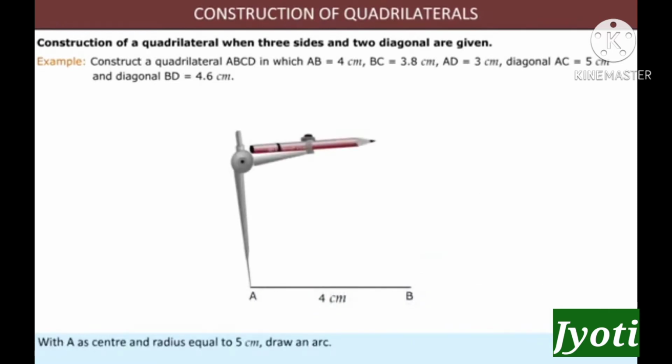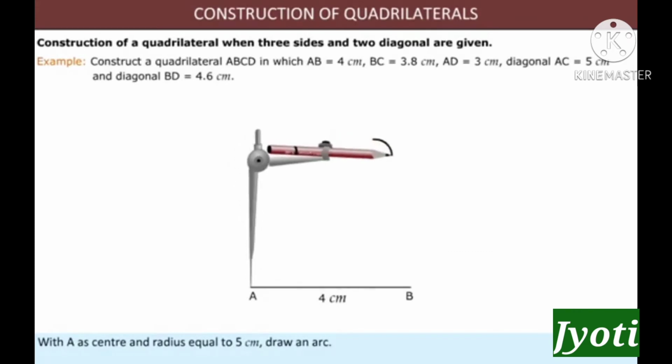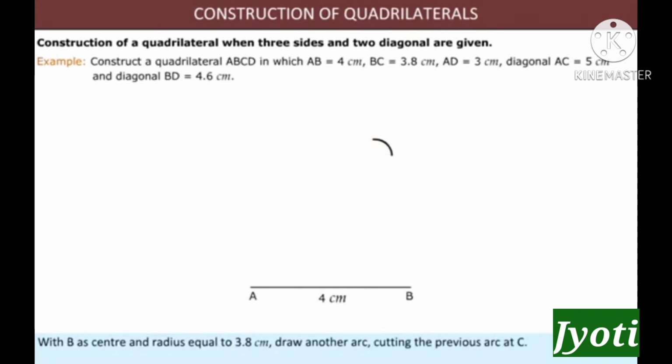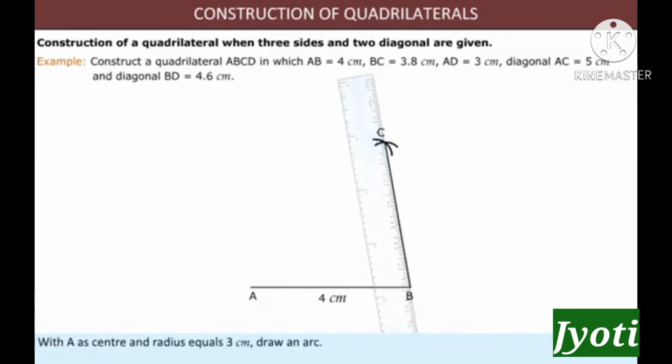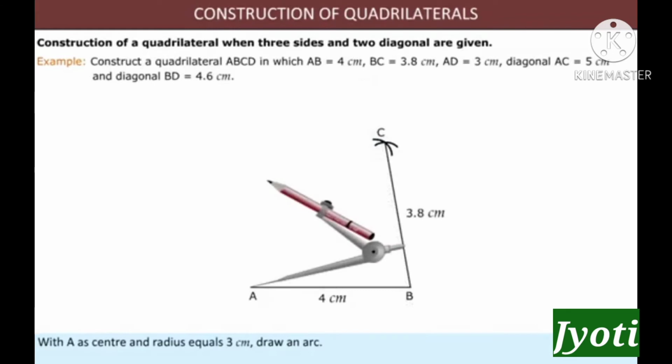With A as center and radius equal to 5 centimeters, draw an arc. With B as center and radius equal to 3.8 centimeters, draw another arc cutting the previous arc at C. Join B to C. With A as center and radius equals 3 centimeters, draw an arc.